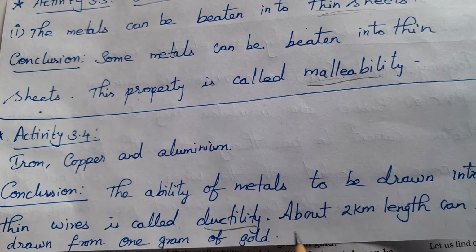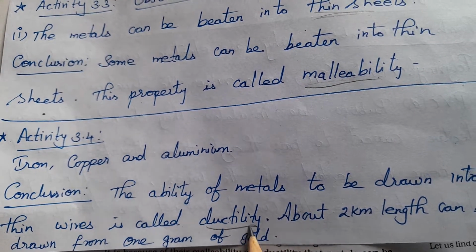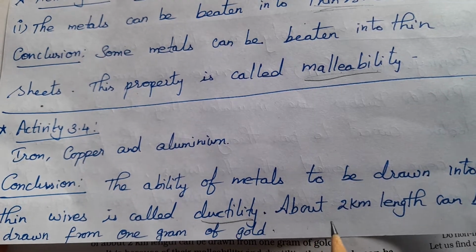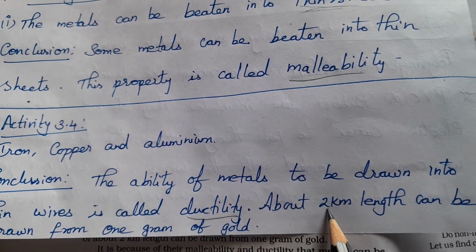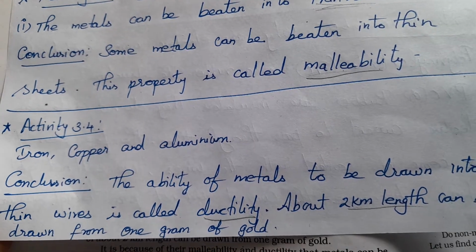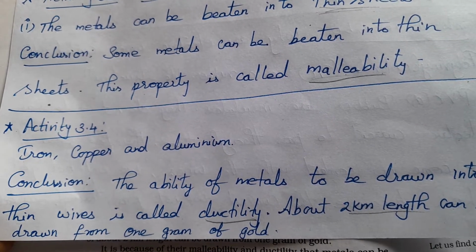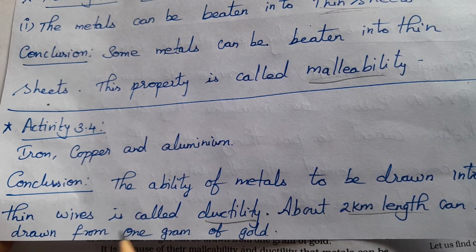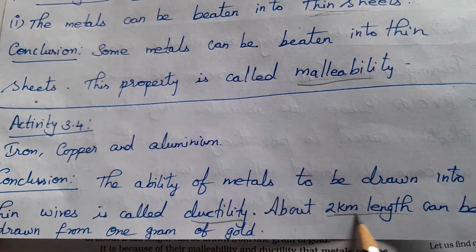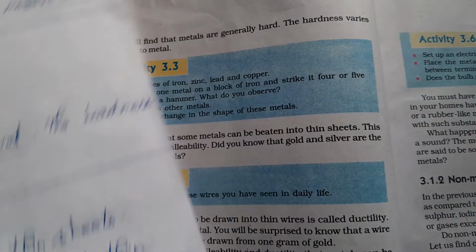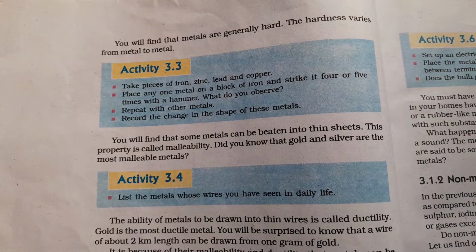One of the most ductile metals is gold. How can you say that? About 2 kilometer length of wire can be drawn from 1 gram of gold. With the help of 1 gram of gold, we can draw this gold into thin wire of 2 kilometer length. Okay, next activity 3.5.